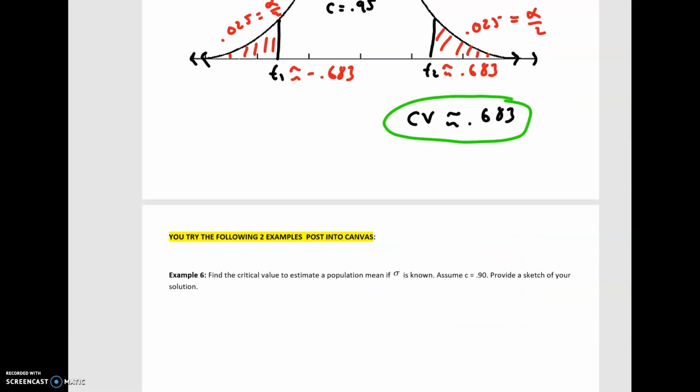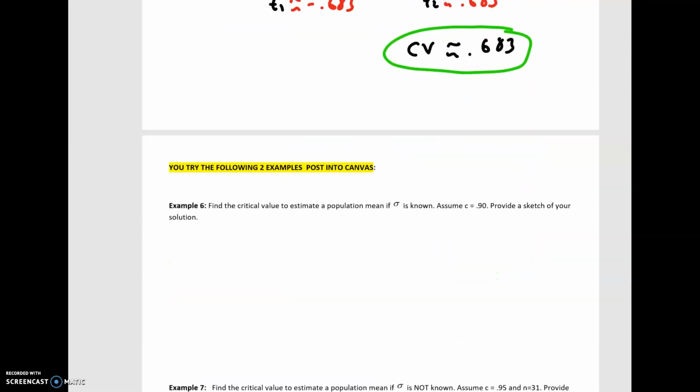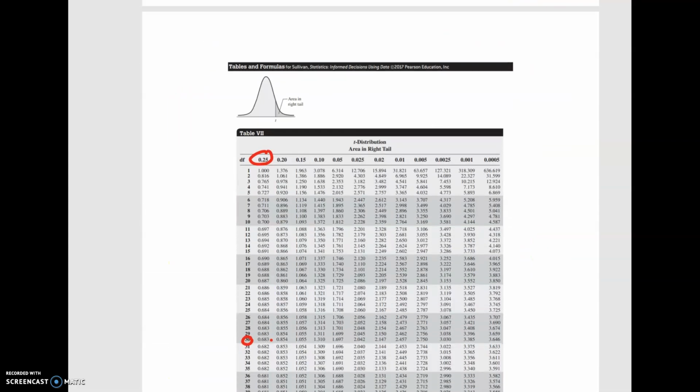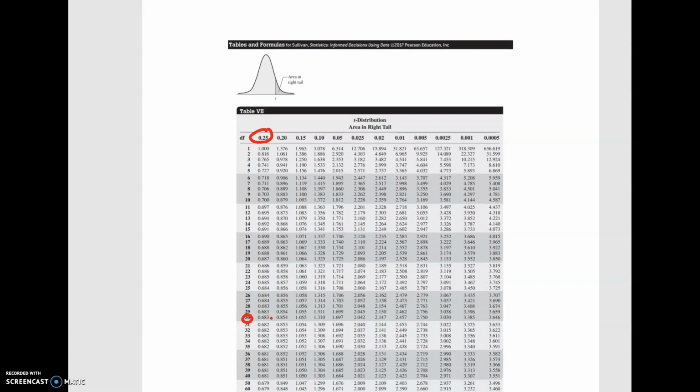And let me double check. 30 degrees of freedom, 0.025. Oh, shoot. Give me just a second. It's 0.025. I'm so sorry. It's this one. So our actual value is going to be this one, 2.042. So 30 degrees of freedom and 0.025. So 2.042.